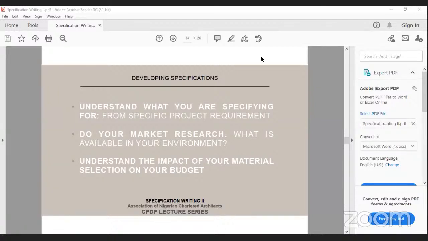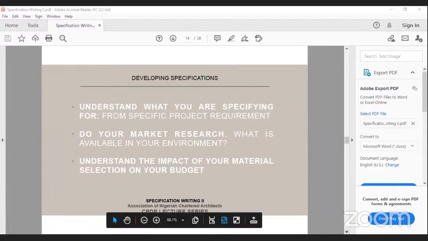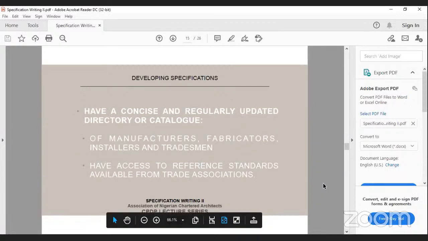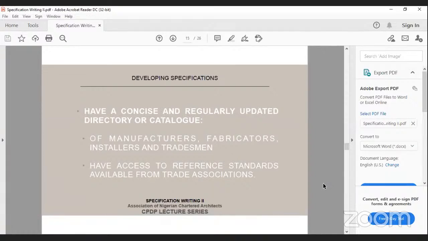You must also have reference standards from trade associations. Now, trade associations, let me pick an instance, it could be paint. The tradesman could be the painter. The tradesman could also be a painting company that not only produces paint, but also installs, quote and unquote, paints, applies paints on your products. So you should know who is in the market to do what.